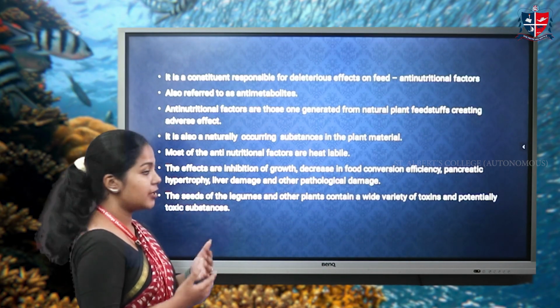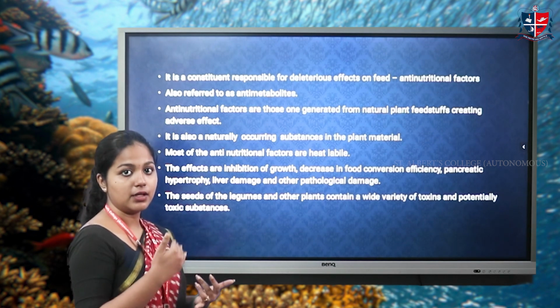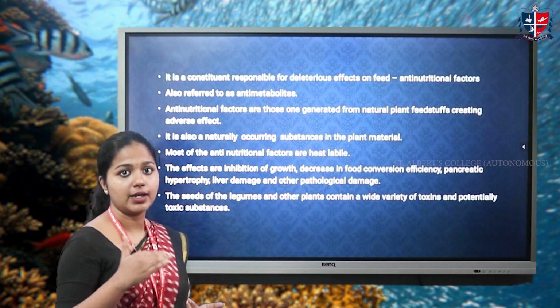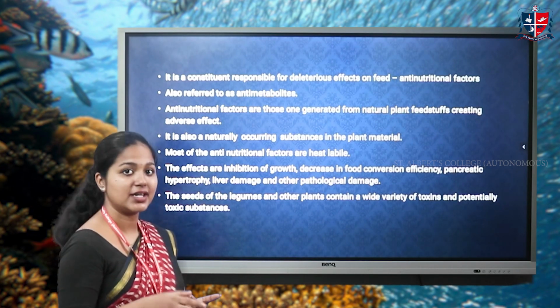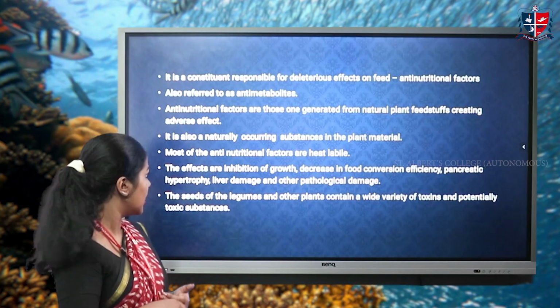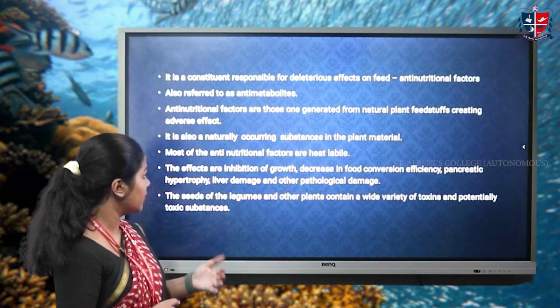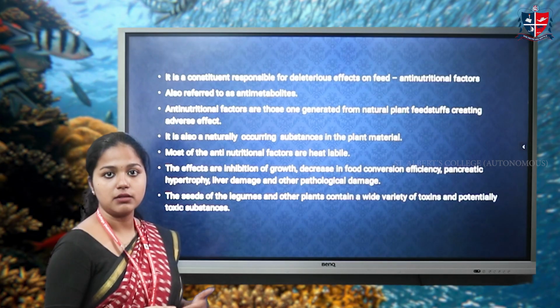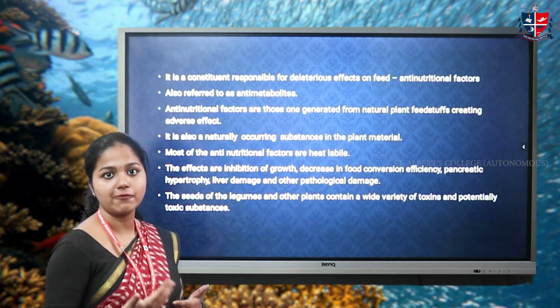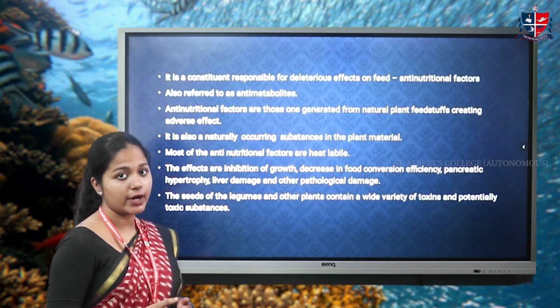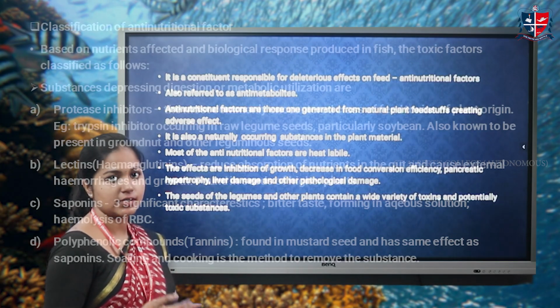And the effects are inhibition of growth, that the growth may be suppressed, and decrease in the food conversion efficiency, which will result in a retarded growth rate and decreased survival rate. Then pancreatic hypertrophy, which is a diseased condition. Liver damage and other pathological damage could often be seen in the presence of these anti-nutritional factors. And the seeds of the legumes and other plants contain a wide variety of toxins and potentially toxic substances.